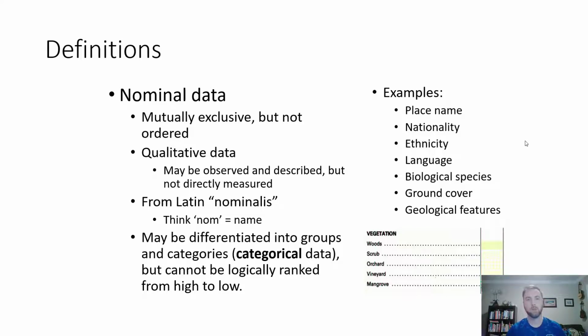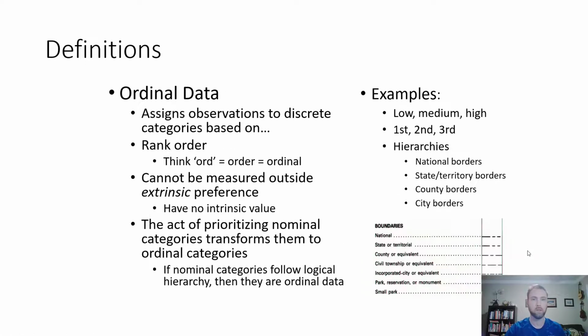So the easiest way to remember nominal is a root word nominalis, nom like name. Okay, so maybe differentiated into different groups and categories. We then call it categorical data, but it can't be logically ranked. So if you see here on the slide, the different categories here are types of vegetation: woods, scrub, orchard, vineyard, mangrove. Now, these are all types of vegetation. Maybe you got different types of woods: pine, coniferous, deciduous types of trees, but they can all be classed into wood. Okay, so that's nominal.